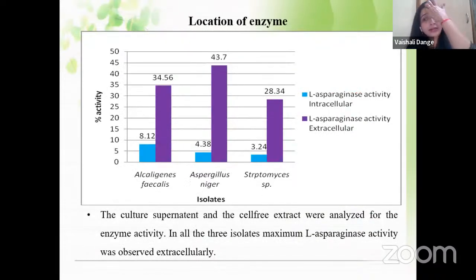And next, I have done the cultural conditions. What are the conditions which are applied for the high production of my enzyme? First I checked whether the enzyme is produced by the isolate extracellularly or intracellularly. I found that in violet color, if you can see here, the L-asparaginase activity is more extracellular as compared to intracellular. But in that, I got Aspergillus niger as the producer, which produces the high enzyme activity. So I have selected Aspergillus niger for the further studies.